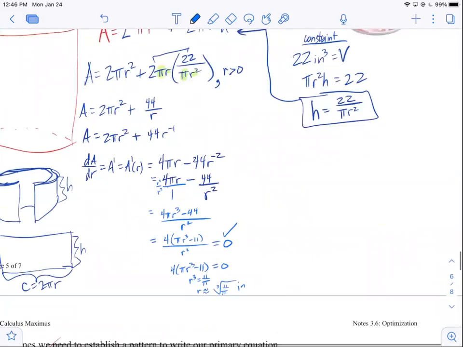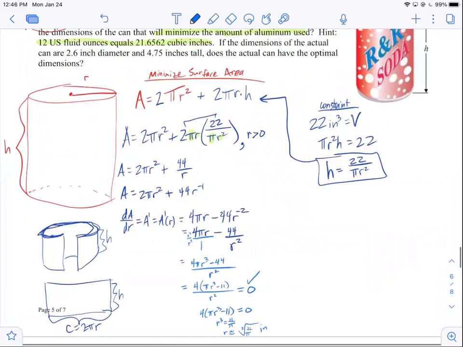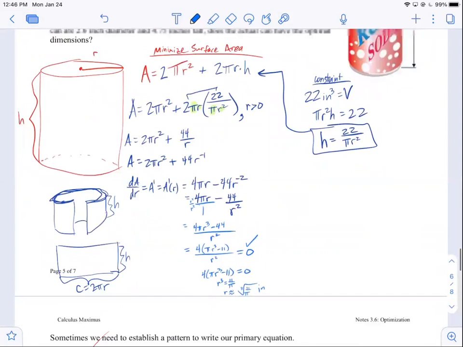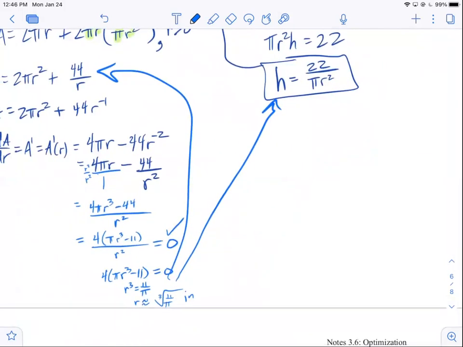But once I found the radius and I know it's my optimal value, now I answer the question. And to do that, it asks you for what? The dimensions. So once I find the radius, I can plug it back in here to find the height. Or if it asks you for the surface area, you can plug it back in right here, or maybe this version right here, to find the area.